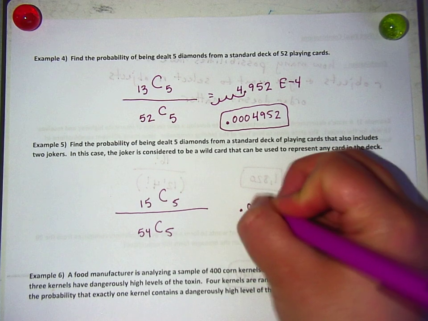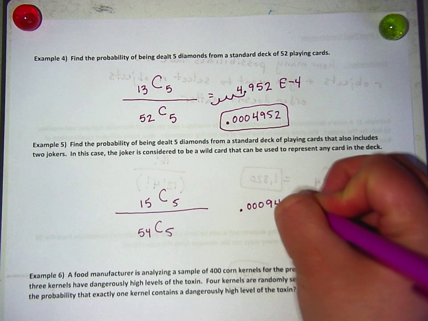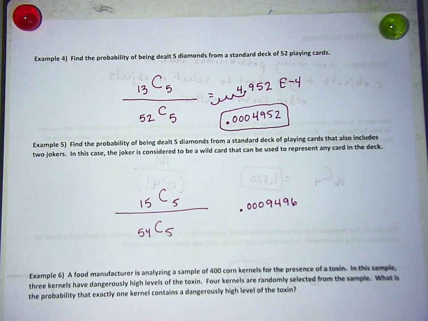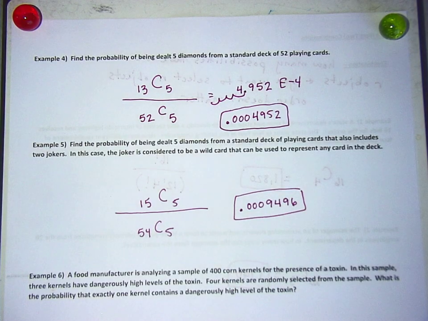0.0009496. So if you add jokers to the mix, more likely or less likely that you'd get all diamonds?